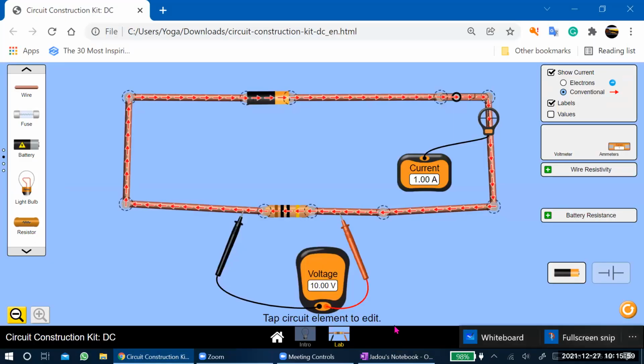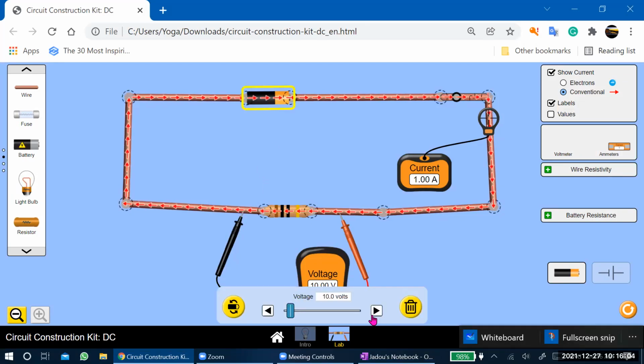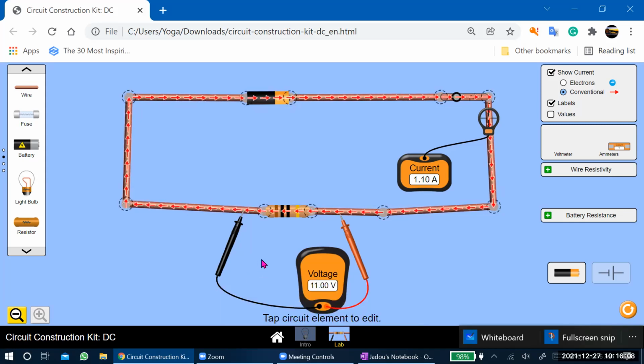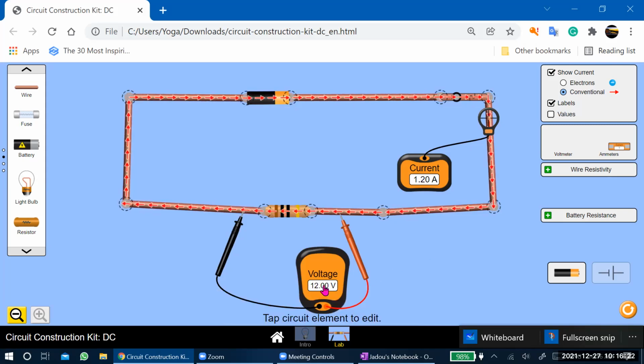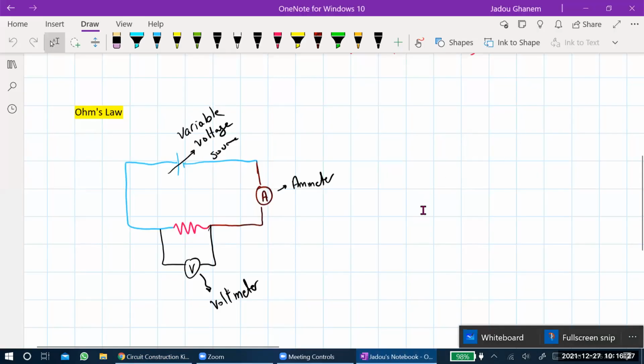How can they study such a circuit? They will change the voltage. So instead of putting it on 10 volts, they will put it to 11, and then check the results. As you can see, the voltage across the resistor increased from 10 to 11, the current from 1 to 1.1. Then the same, we can go to 12, and the voltage is increasing, and the current is increasing.